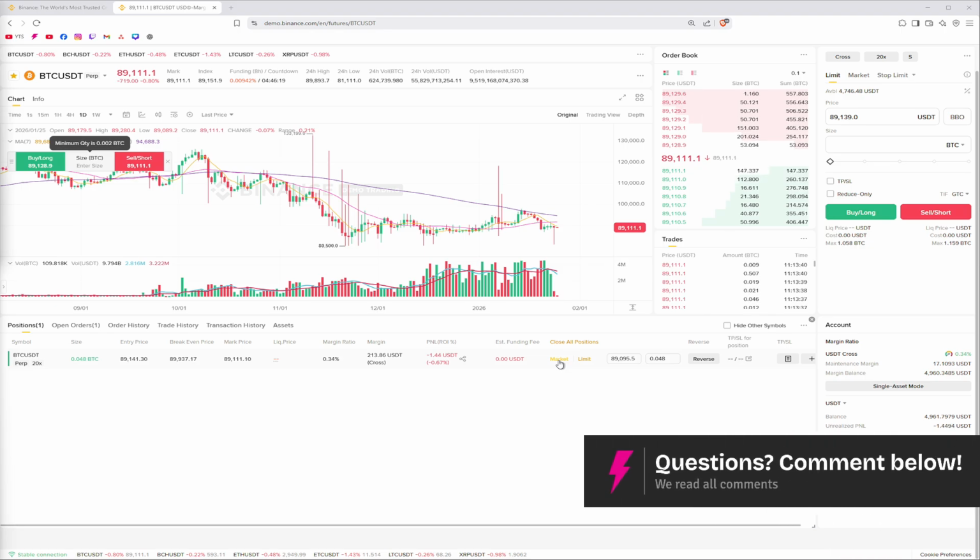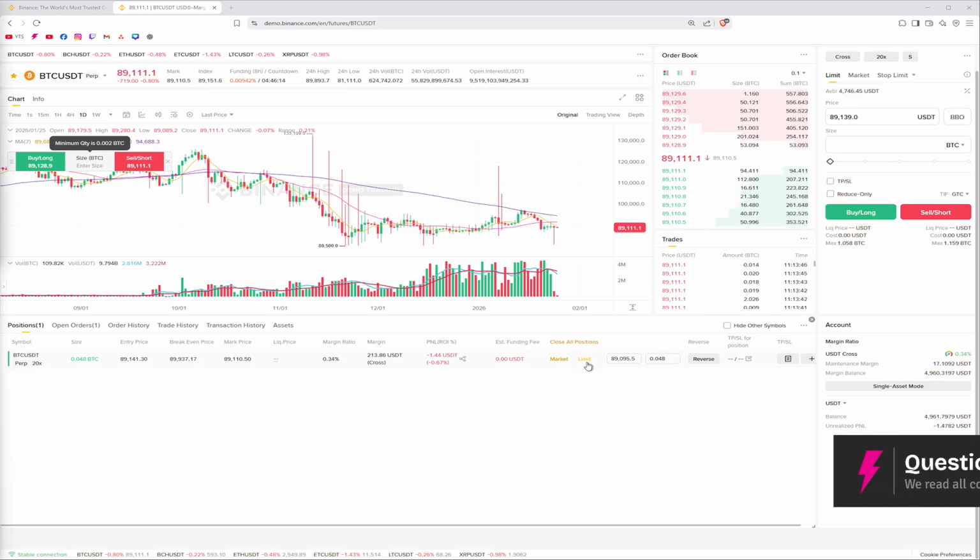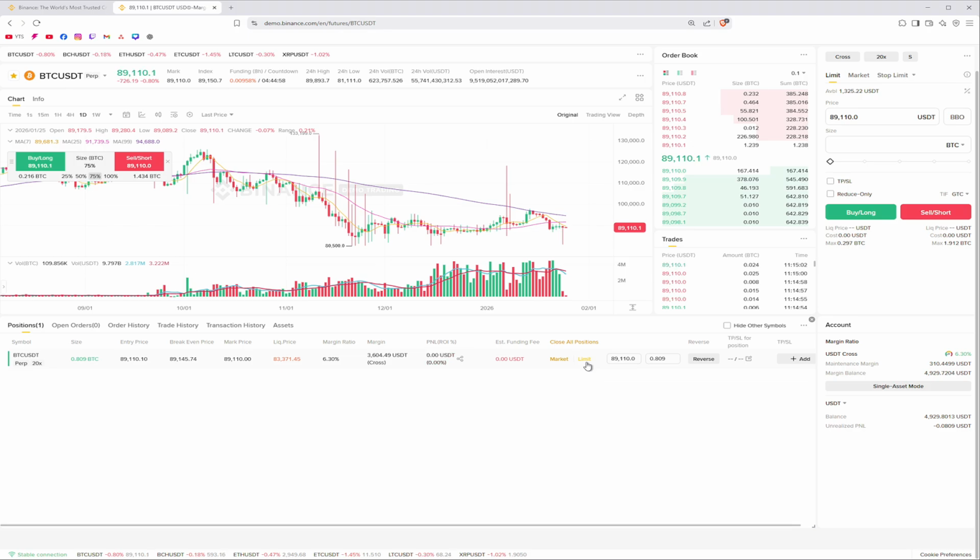The other option is by using Limit right here. This one allows you to set a specific price to exit, which closes the position when the market hits that price. And the other option, of course, is to close all of it right here. Just click on this Close All Positions button.